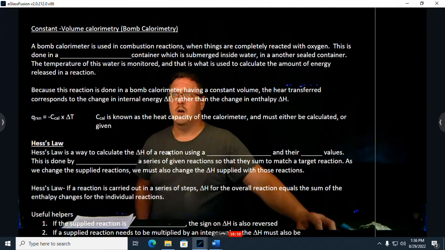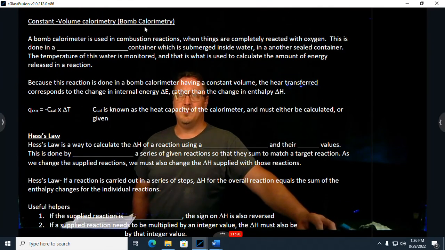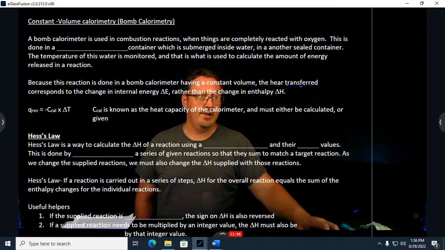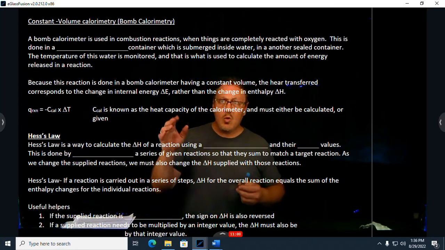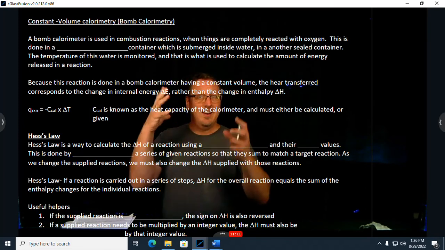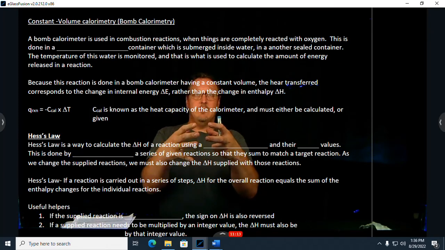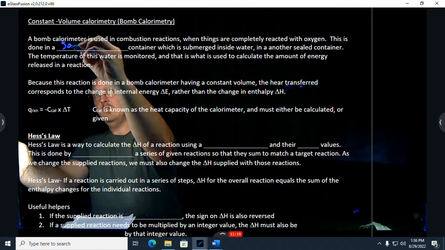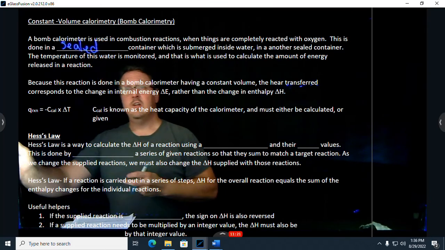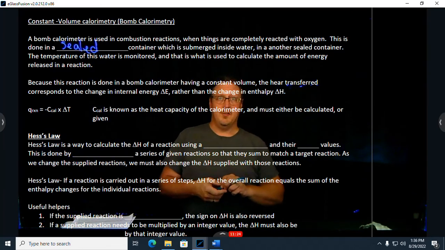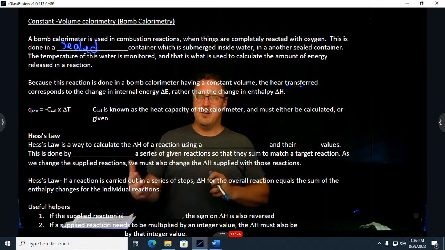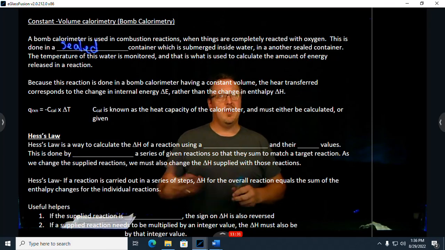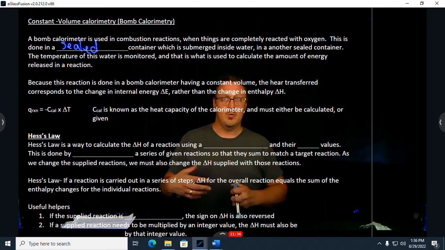So, here we go. Constant volume calorimetry. This is called bomb calorimetry. Oh, I do have writing to do. I forgot. Okay, so if we're doing bomb calorimetry, what we're doing is we're doing combustion reactions inside a sealed container, which is submerged inside water in another sealed container. The temperature of this water is monitored, and we use that to calculate the amount of energy released in the reaction. Because this reaction is done in a bomb calorimeter, we have a constant volume.